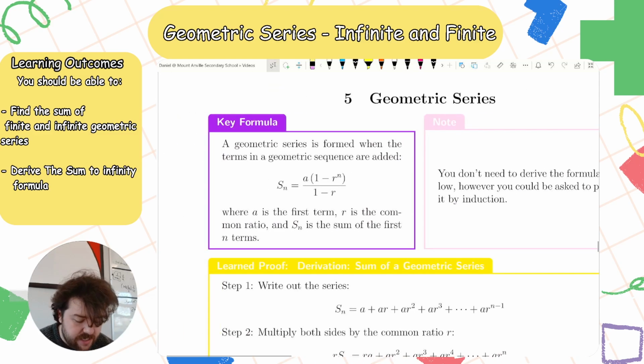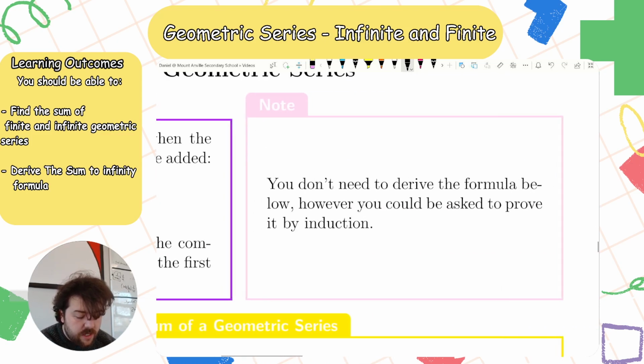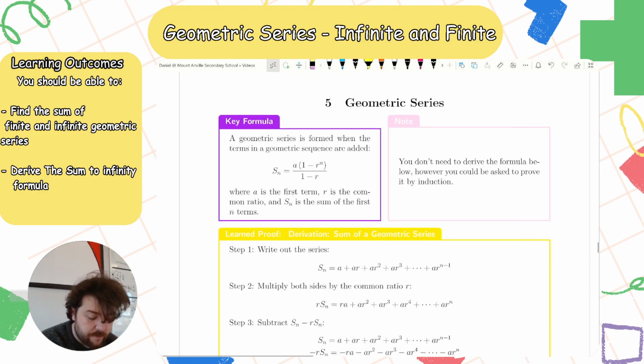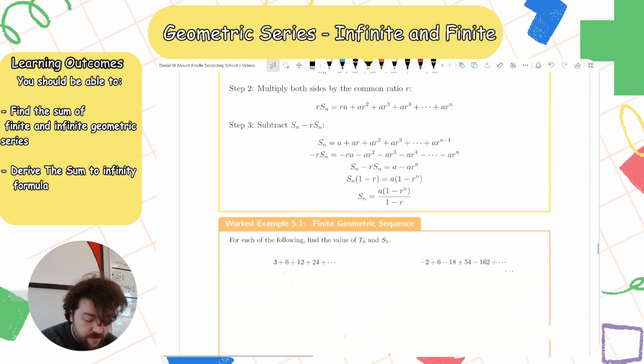So a geometric series is formed when terms of a geometric sequence are added. So the formula is given by Sn equals a times 1 minus r to the power of n all over 1 minus r, where a is the first term, r is the common ratio, and Sn is the sum of the first n terms. You don't need to derive this formula, but you do need to be able to prove it by induction, which I'll do in a later video.